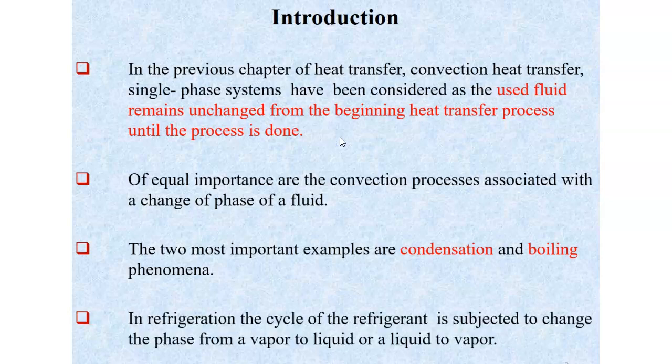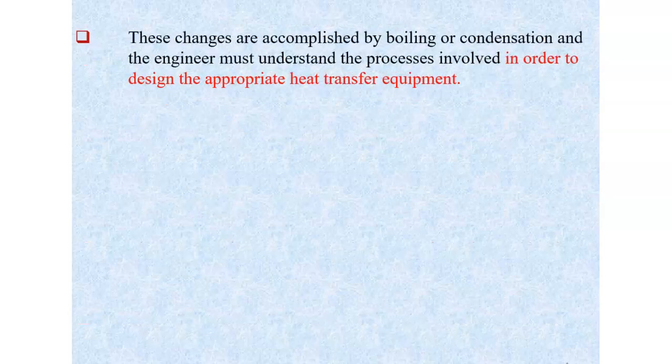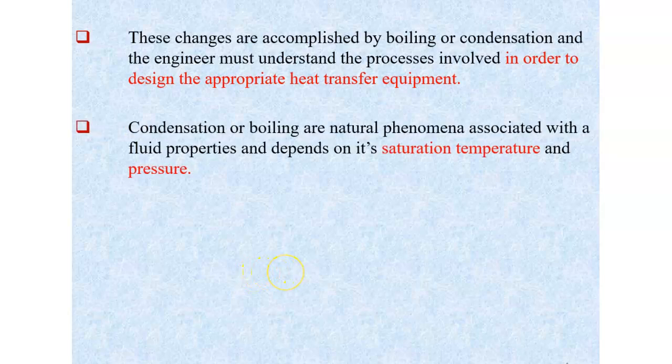Okay, an example of condensation and boiling phenomena in our daily life is in our air conditioning system or in our refrigerator, where the refrigerant is changed from vapor to liquid and then from liquid to vapor. These changes are accomplished by boiling and condensation, and the engineer must understand the processes involved in order to design appropriate heat transfer equipment. So, as engineers to be, we have to understand how boiling and condensation happen.